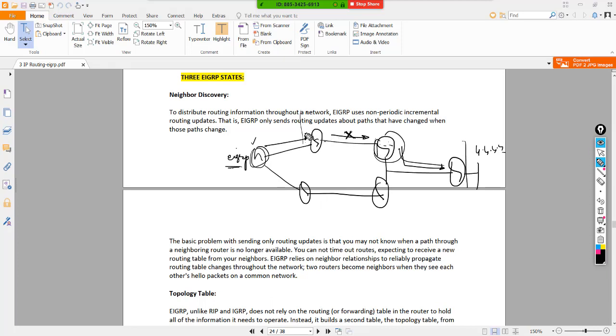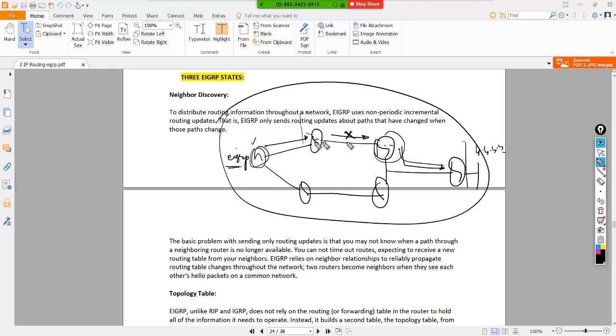Okay, EIGRP is going to only notify the neighbors, not throughout the topology. So that's one of the drawbacks in the case of EIGRP. Whereas in OSPF, even though the topology was dropped here, every router would have been notified saying so and so network has gone down. Now the second best path would have been put up in the routing table, which doesn't happen in EIGRP. That's what it said, that there is a drawback here.